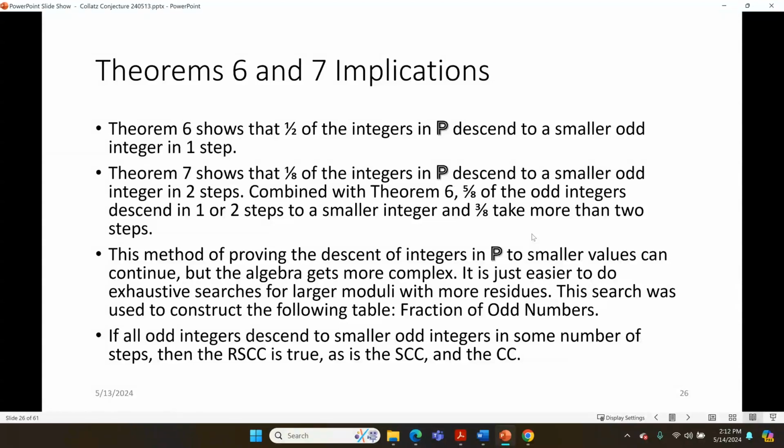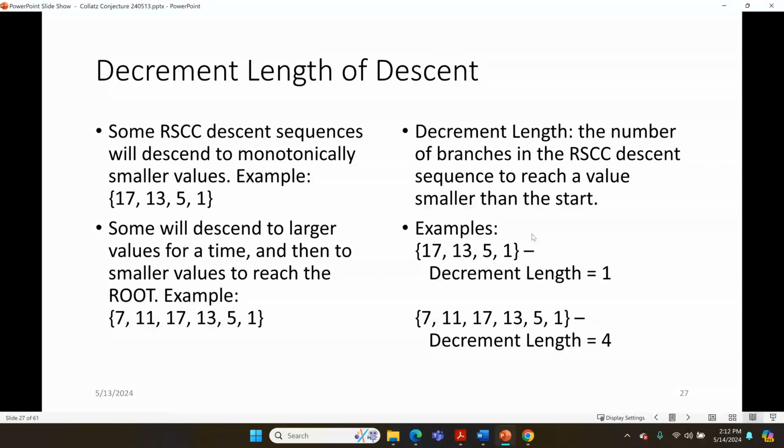And we observe here that if all the odd integers descend to smaller odd integers in some number of steps, then the reverse simplified Collatz conjecture must be true, and therefore so is the simplified Collatz conjecture in the standard Collatz conjecture. To do this, we'll define a decrement length, which is how many iterations you have to do in order to get to a smaller node value.